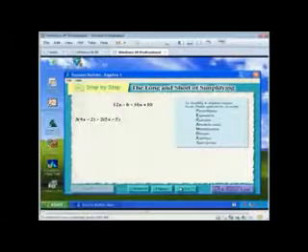We combine like terms. 12x minus 10x is 2x. Negative 6 plus 10 is 4. 2x plus 4 is a simplified form of this expression.